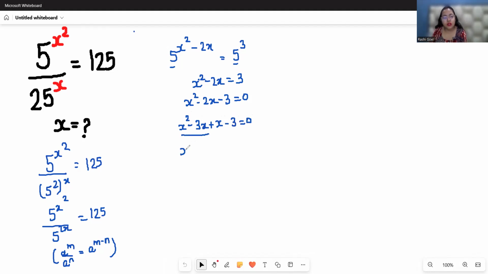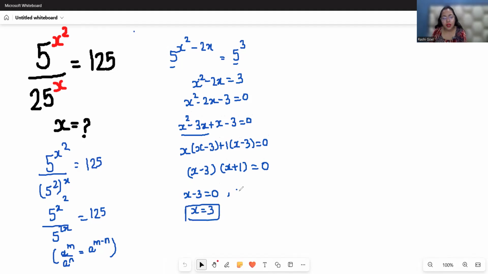Now from the first two terms, if I take x as common, x minus 3. If I take 1 as common from the last two terms, x minus 3 equals 0. So x minus 3 is common, so it becomes x minus 3 times x plus 1 equals 0. Now we have two factors, both equal to 0. So x minus 3 equals 0, x equal 3, and x plus 1 equals 0, x equal minus 1. So these are the two values of x.